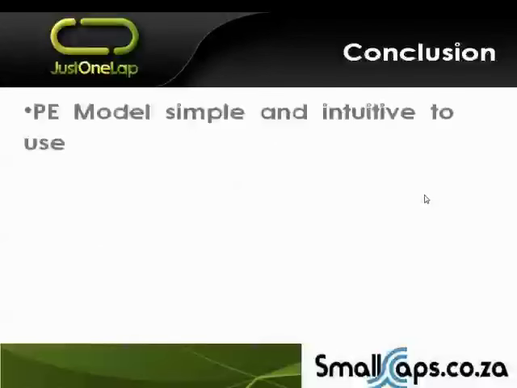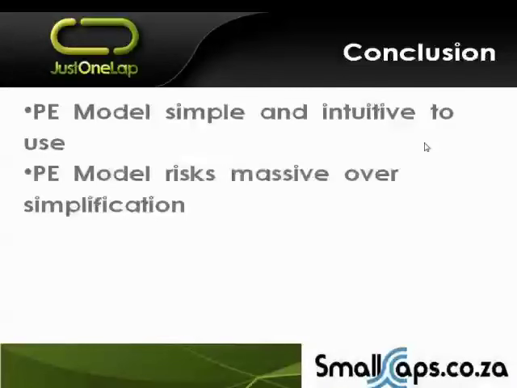So the price earnings model's pros versus cons. First of all, price earnings model is simple and intuitive to use. The con is the price earnings model is potentially massively oversimplified. Remember, I've just walked through not just all the good things, but all the bad things of the price earnings model: historical versus forward, forecast risk, efficient market assumption where you're assuming everything except the assets you're valuing is efficiently priced. So it could oversimplify your valuation.